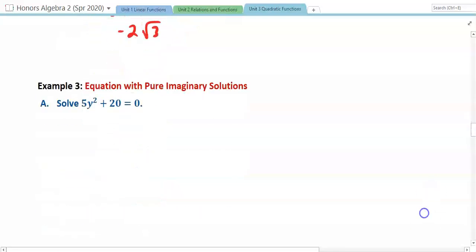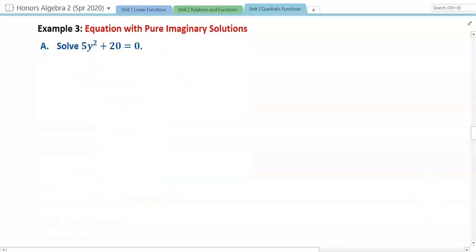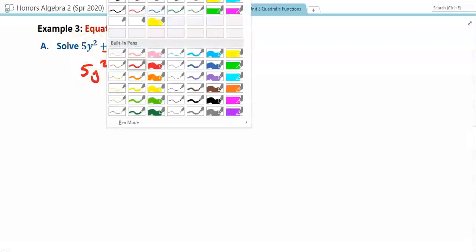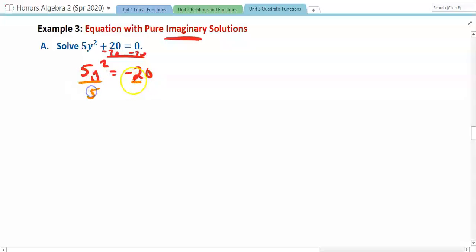All right, and so let's look at example 3 here. Solving an equation that's going to come out with an imaginary solution. Well, how can I solve this equation? Well, I can get the y by itself, right? So 5y squared, I can subtract the 20 from both sides, so I get negative 20. Then I'm going to divide both sides by the 5, because that's our next step. So y squared is equal to negative 4.